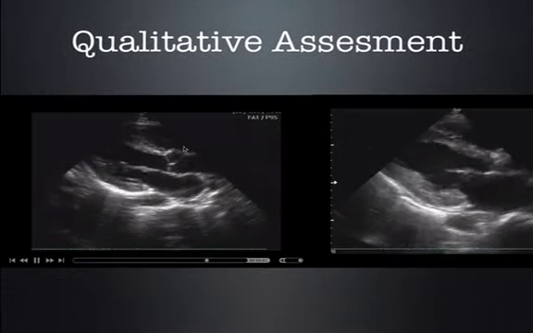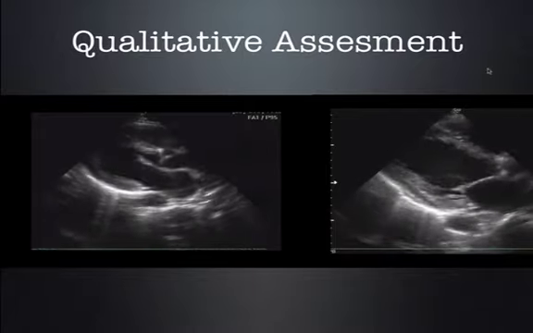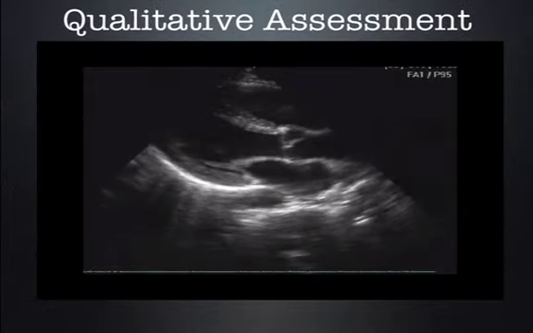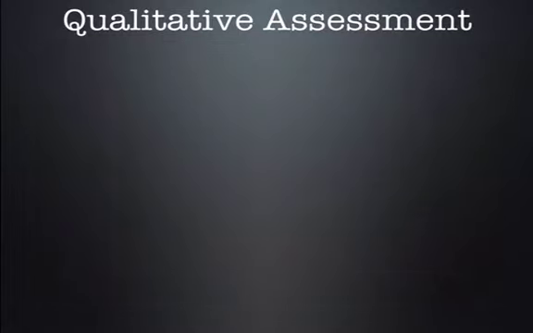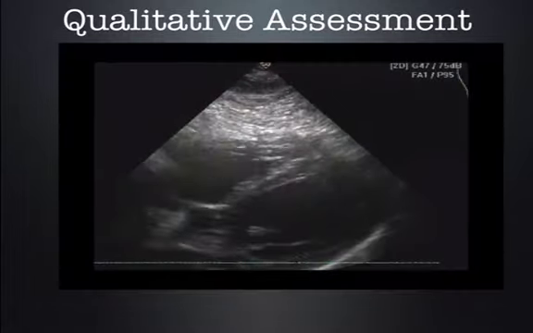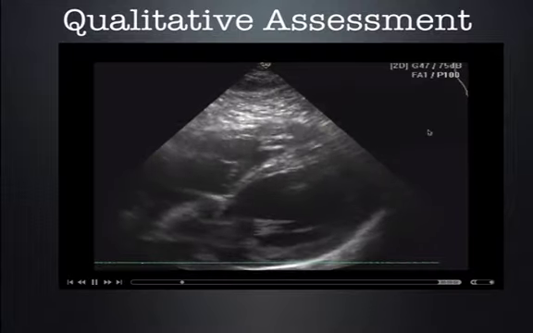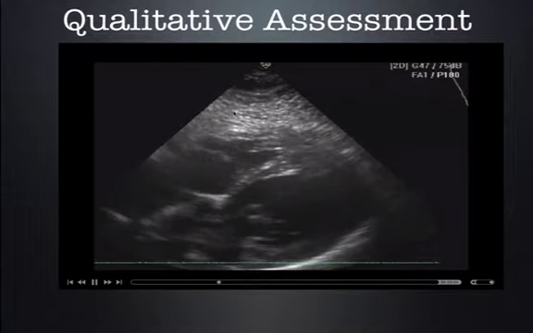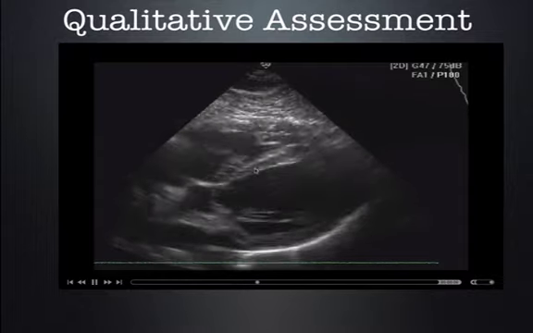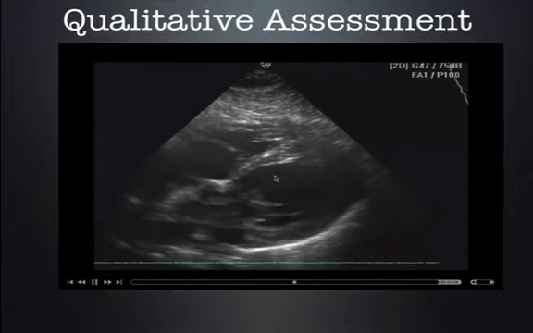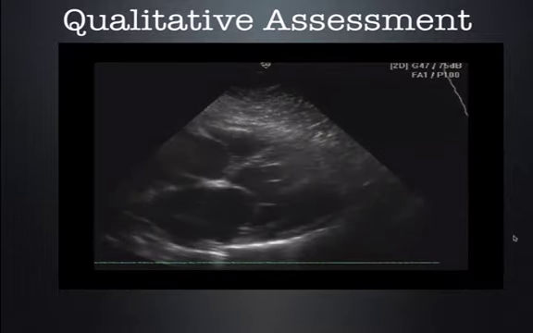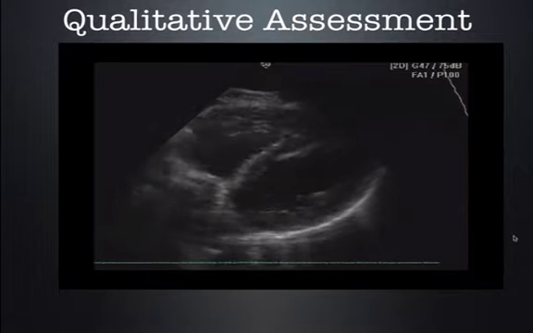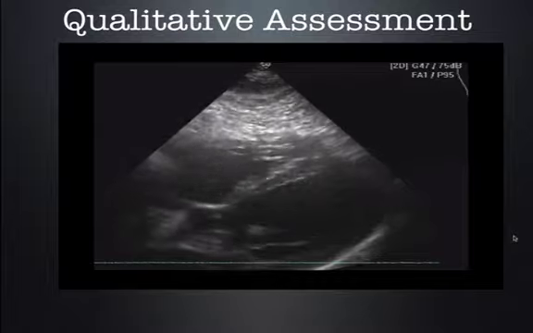Here's normal. And here's your abnormal. Let's compare normal again to this ejection fraction. This is a subcostal 4-chamber view. Here's your left ventricle. Look at the difference between your end diastolic and your end systolic volumes. There's essentially no difference. This patient has a severely depressed ejection fraction.